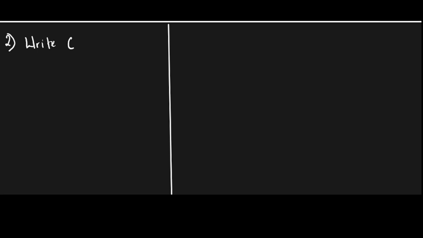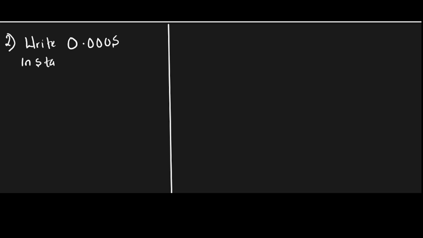Now we want to write 0.0005 in standard form. And we know for a number to be in standard form, we need to have this format: a times 10 raised to power n. That is, we're going to have something like this times 10.